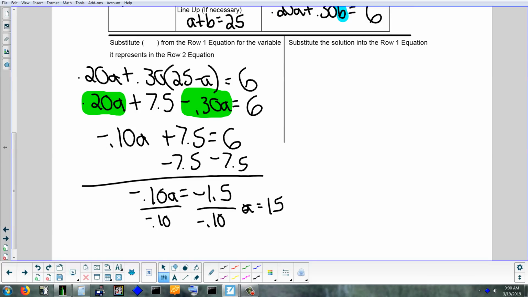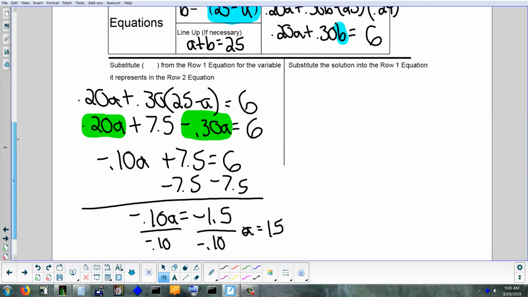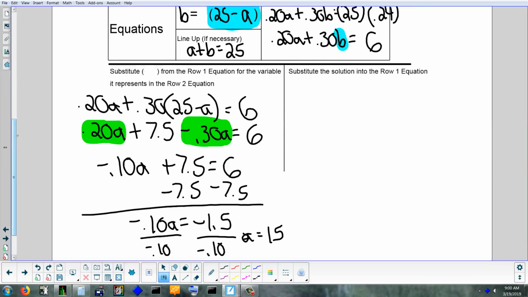Now tomorrow on the test, if you get to the point where you're not sure, again, you've got a little hint here. Substitute the solution into the row 1 equation. So A equals 15. Substitute the solution into the row 1 equation. So what am I going to write? Ellie? B equals 25 minus 15. B equals 25 minus 15. B equals, anybody know? 10.